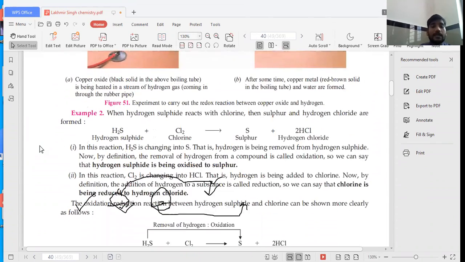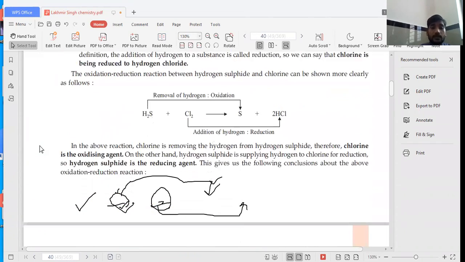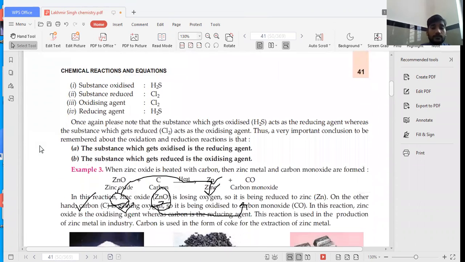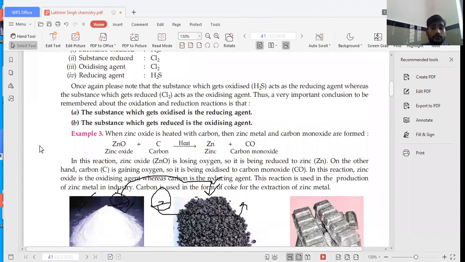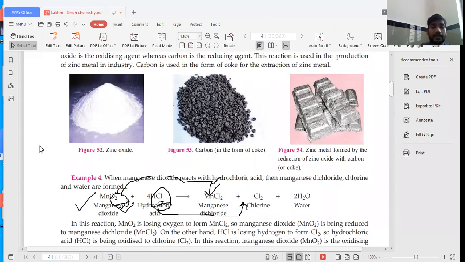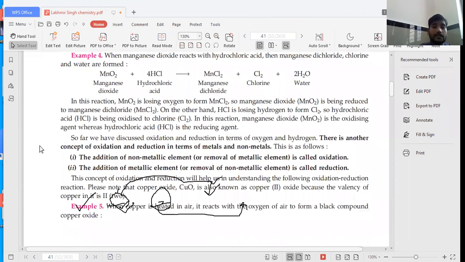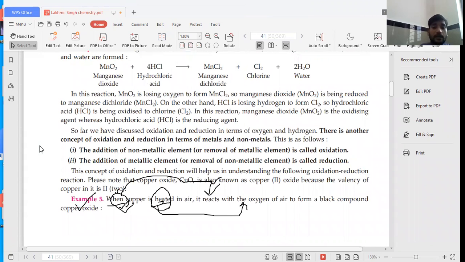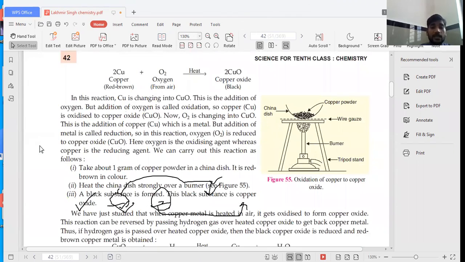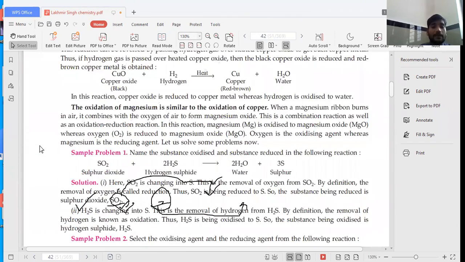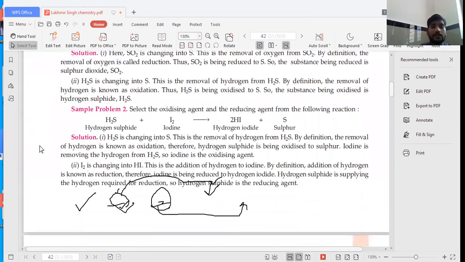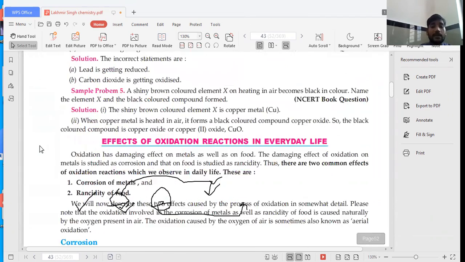See, it is explained, and the other examples are H2S plus chlorine gives HCl. Then zinc oxide and carbon, zinc plus carbon monoxide, manganese oxide plus HCl gives manganese chloride, and chlorine plus water, copper plus oxygen give copper oxide, copper oxide plus hydrogen gives copper plus water. So all these reactions are the examples of oxidation and reduction type of reactions.